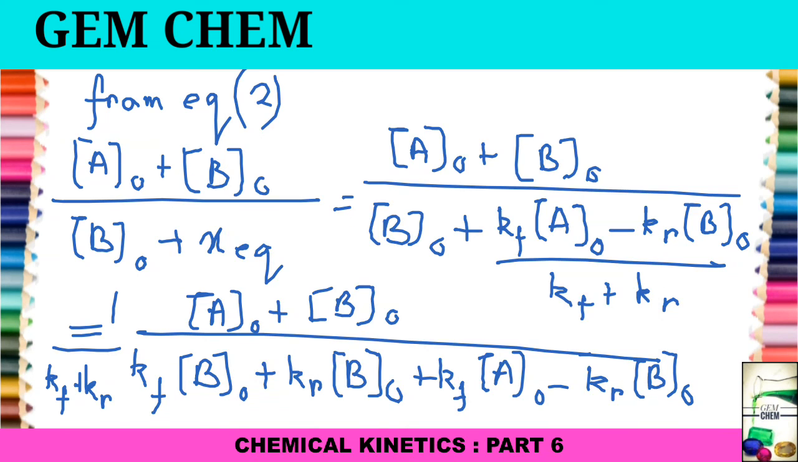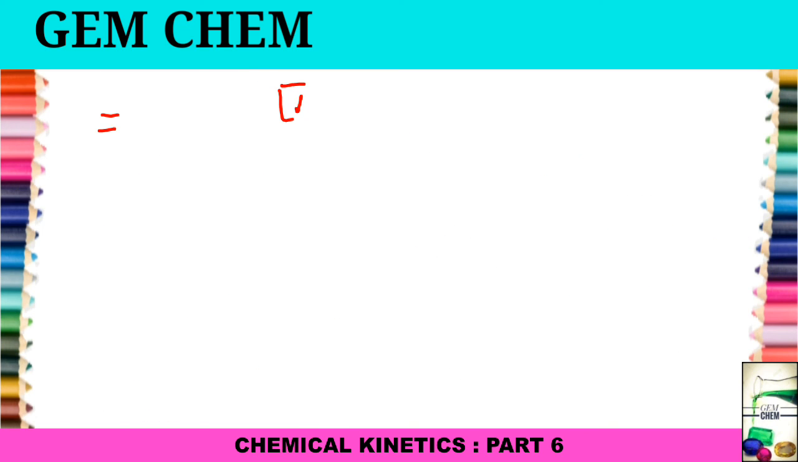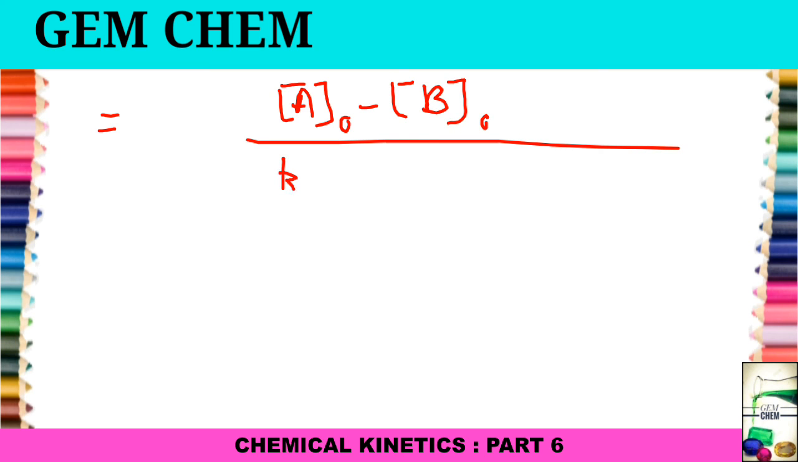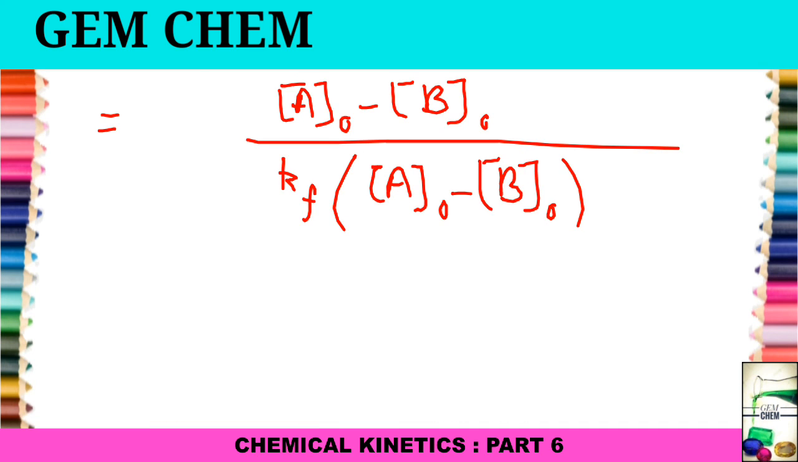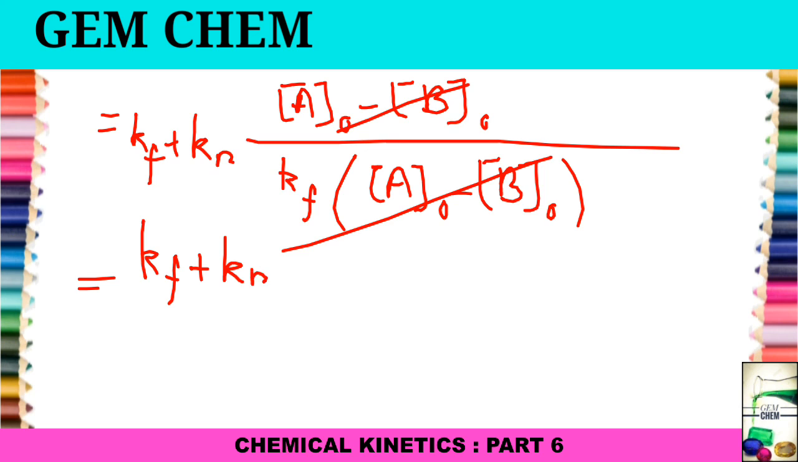If you try to cancel out, then you will see this and this cancel, and what we are left with is A naught plus B naught, and in the downside we have Kf times A naught plus B naught. And this value, that is 1 by Kf plus Kr, was in the downside here, so it will go upside, so we will get Kf plus Kr. As you can see, this and this cancel, and what we get is Kf plus Kr by Kf.